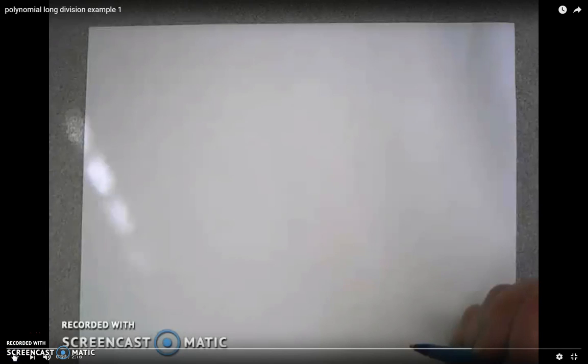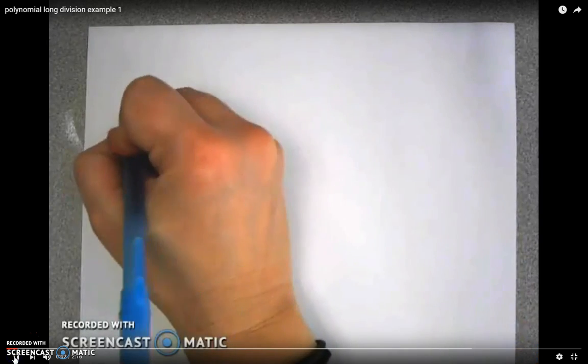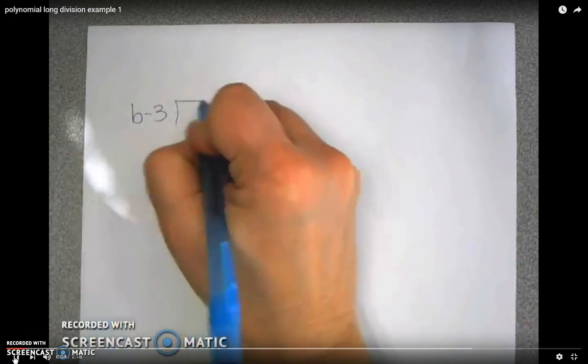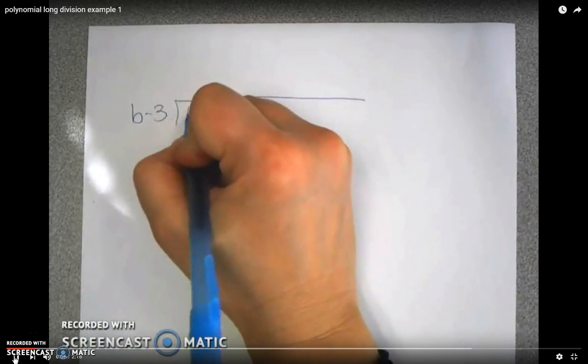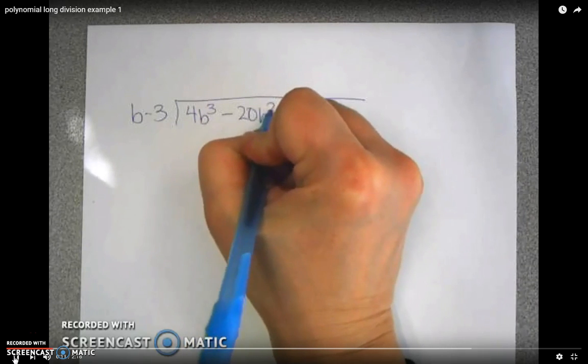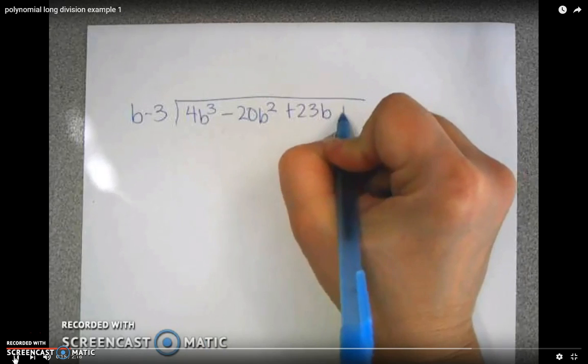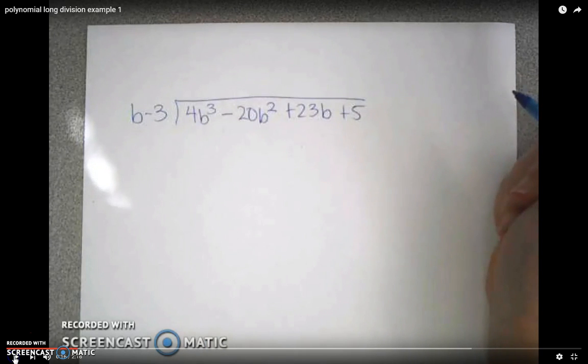So we are going to look at an example of long polynomial division, and let's get started. So I'm writing down the problem that we're working with. It is 4b cubed minus 20b squared plus 23b plus 5 divided by b minus 3.